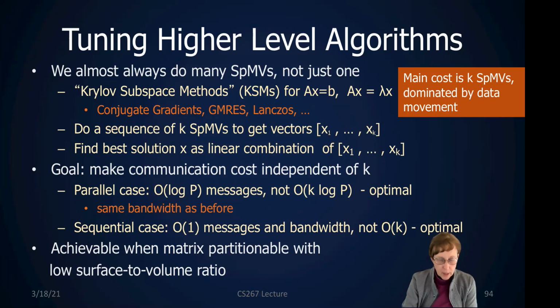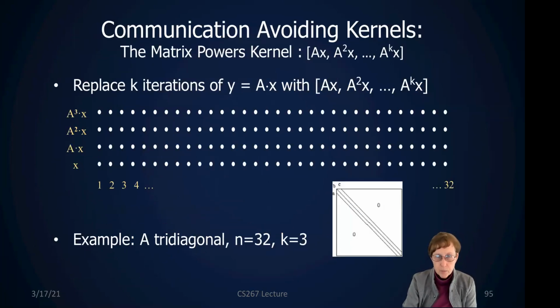And the answer is, roughly speaking, this is something we can do when the matrix can be partitioned pretty well with a low surface to volume ratio. So Jim talked about this example in structured grids. I'll just run through it quickly here.